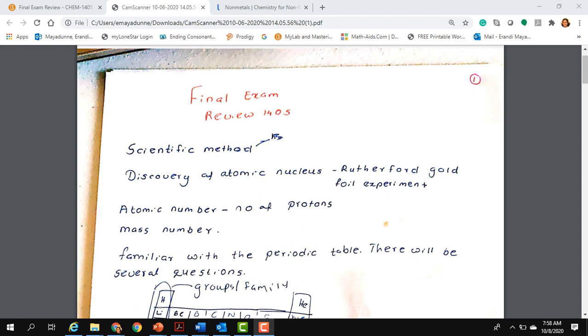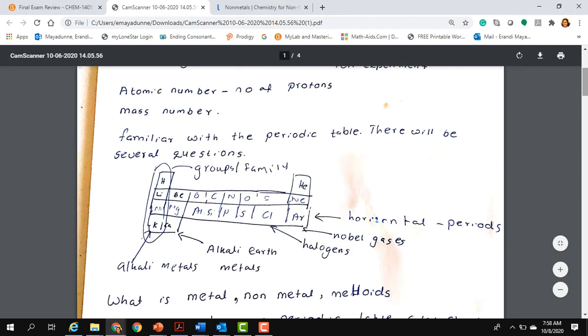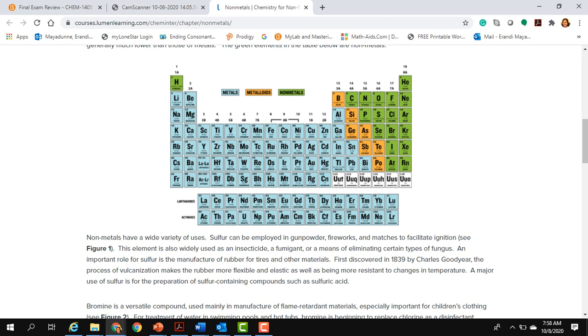And then you need to know what the atomic number is. Remember, in the periodic table, the atomic number is the number of protons, and then the mass number. It's also a very good idea to be familiar with the periodic table. The periodic table is important and I have several questions. I have this periodic table here. The good thing is you can take the periodic table to your exam, right? You can take the periodic table to your exam.